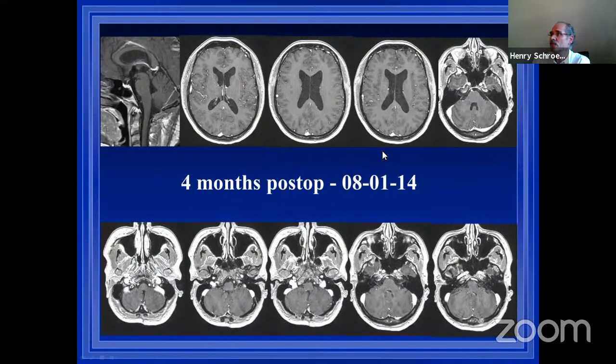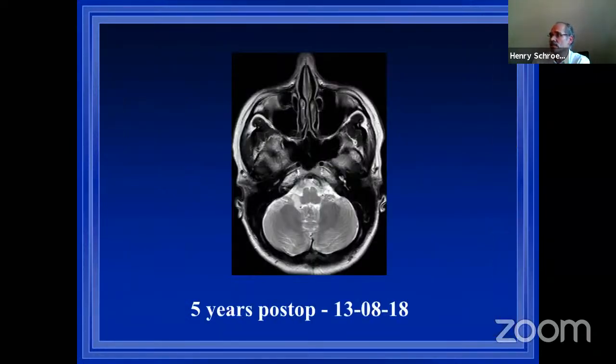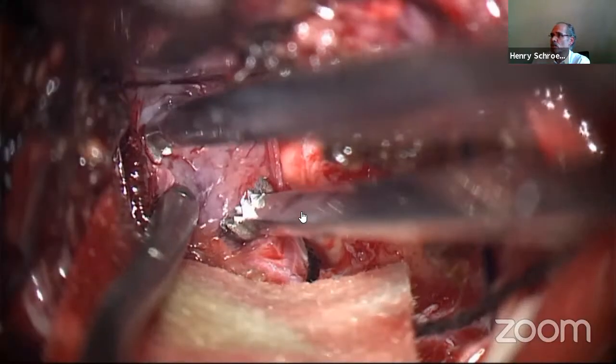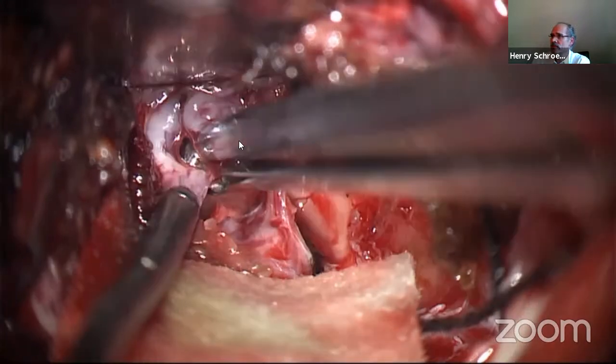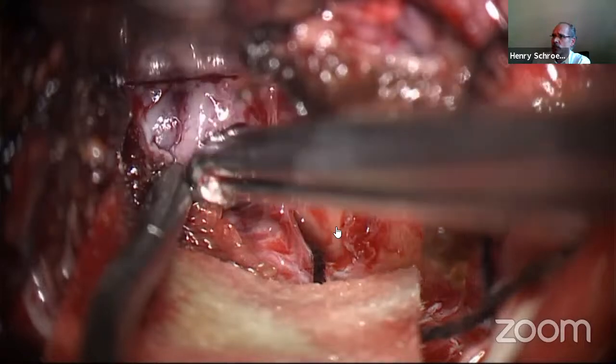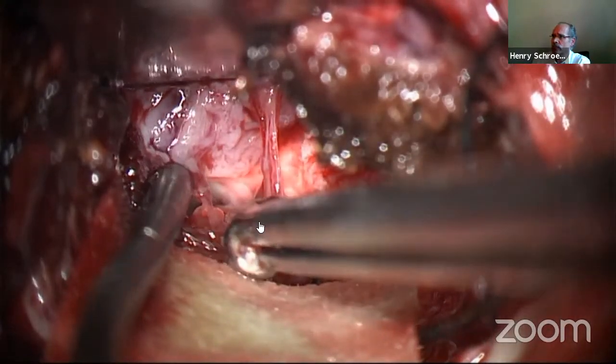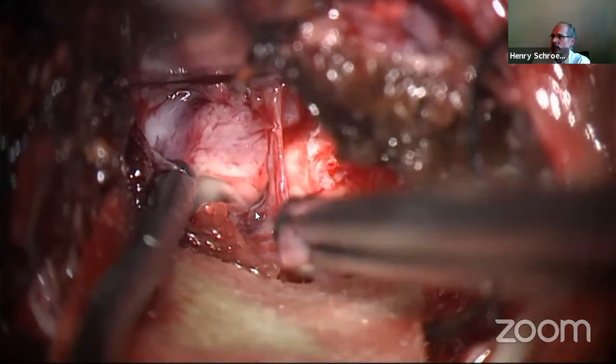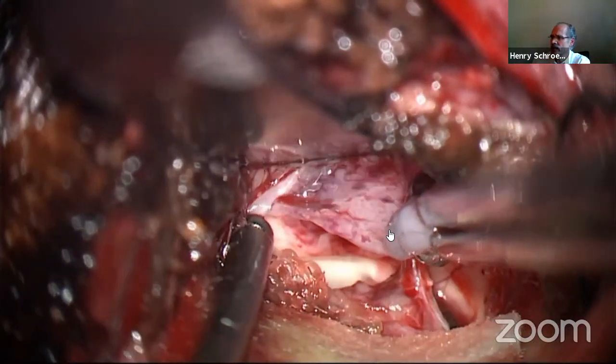Now, 4 months later, she was improving, was neurologically okay, and started to go to work. 5 years later, she came here with a recurrence in a Luschka. You couldn't see it in the T1, just in the T2 weighted images. And then we went back for surgery. The part in the fourth ventricle was easy to remove. Again, there was a very good plane between the brainstem and the tumor.